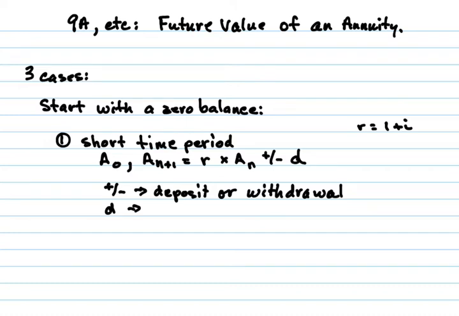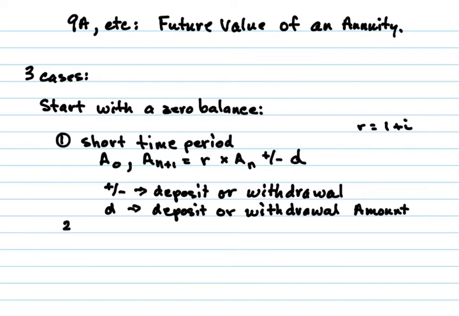And the D stands for either the deposit or withdrawal amount. So that's how much, say, your employer is putting into your superannuation, or it's how much you're taking out per month when you retire. Okay? So D for deposit, but it can also mean withdrawal. Okay? All right.